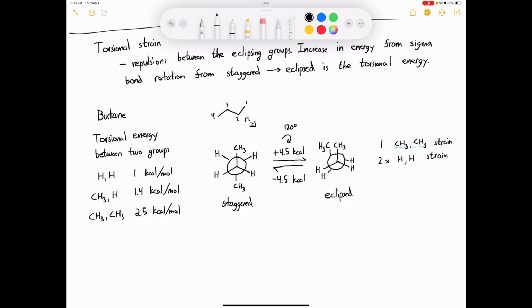So if we use our chart on the left there, we're going to have 1 times 2.5 kcals. Okay, 1 times 2.5 plus 2 times 1. And then we put that together, that will give us 4.5 kcals. So that's where the strain comes from. Each of these interactions is giving this molecule a certain degree of instability here.